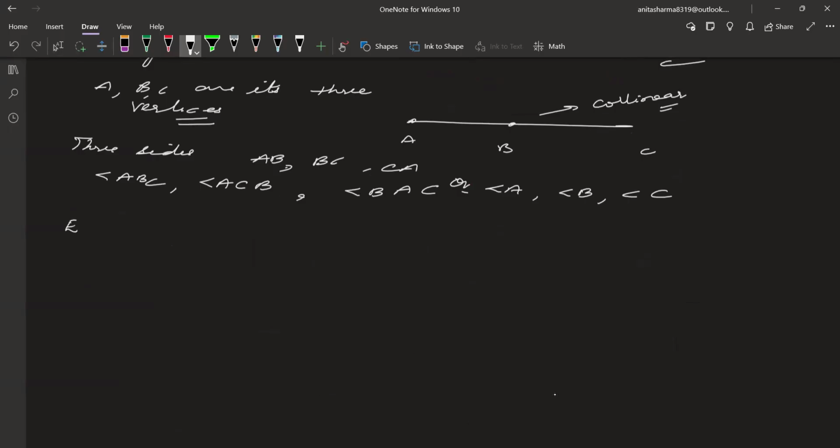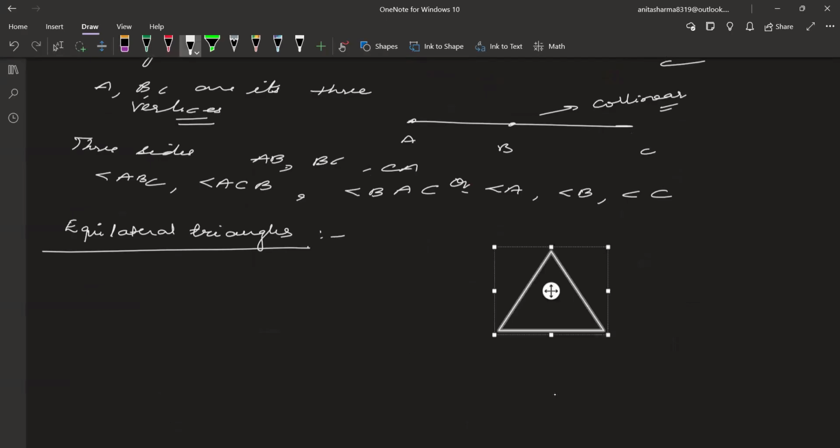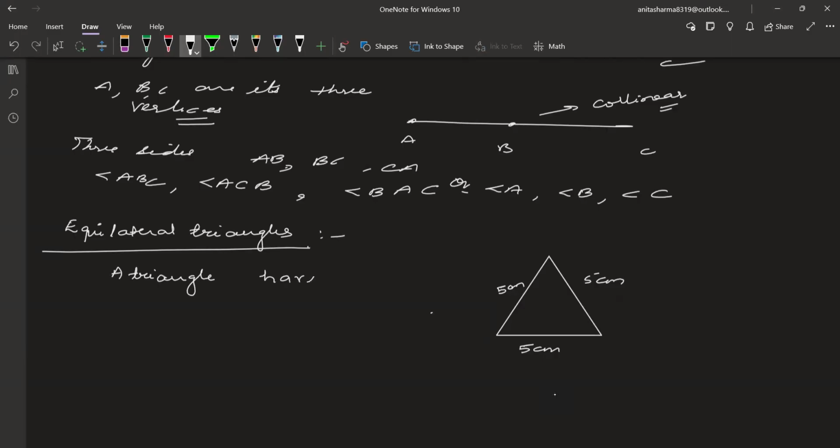First of all, you already know this thing. Equilateral triangle. What is an equilateral triangle? Ma'am, it is a triangle whose all sides are equal. Yes. Suppose this is a triangle and all its sides are, suppose, 5 centimeter, 5 centimeter, right? The measurement of its sides is 5 centimeter. So, a triangle having all sides equal is called an equilateral triangle.